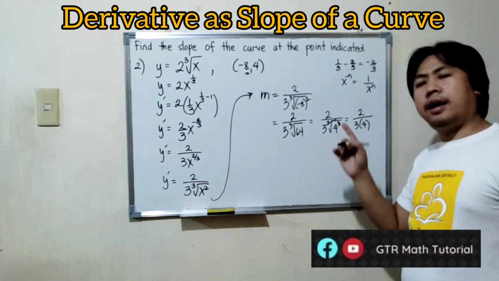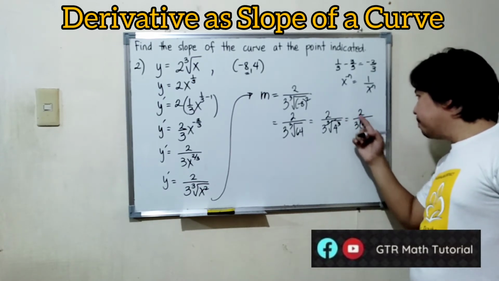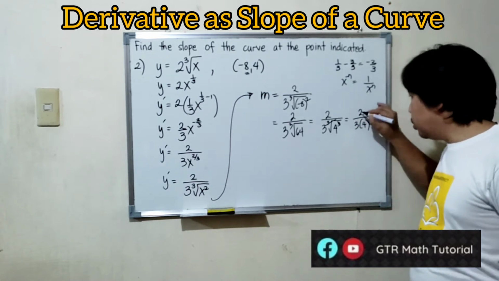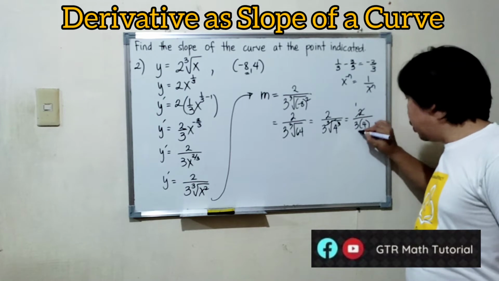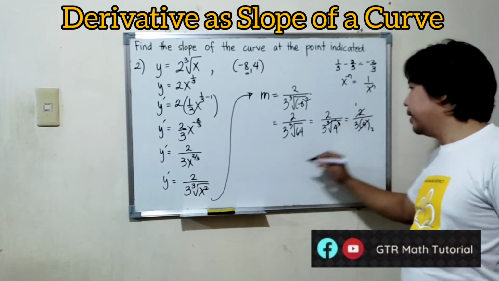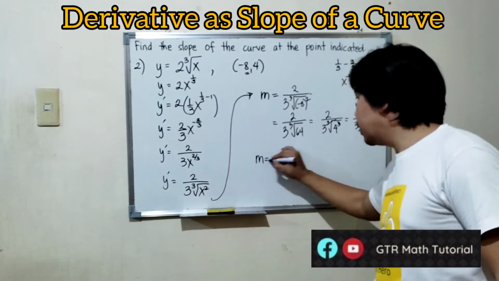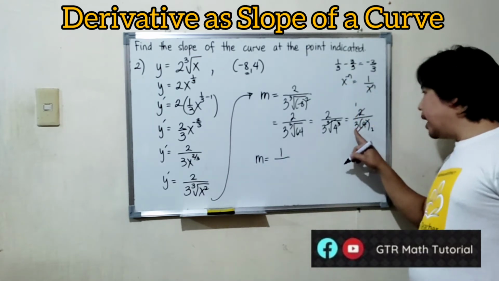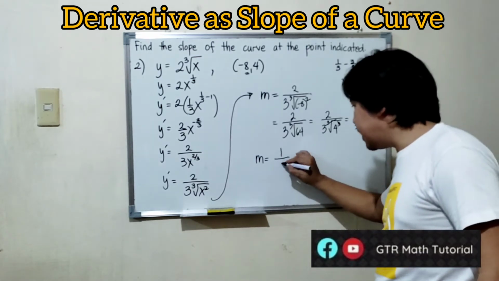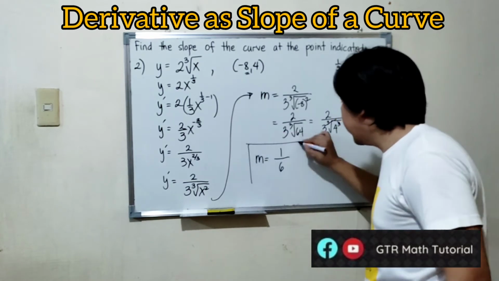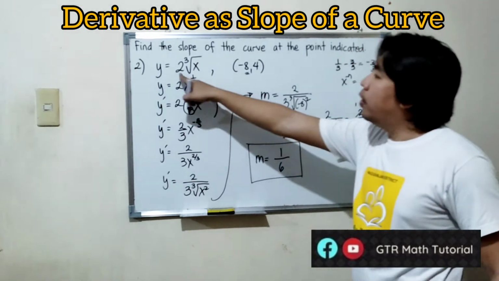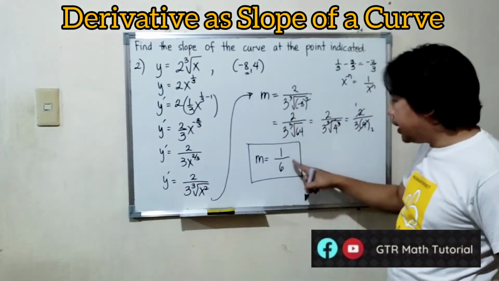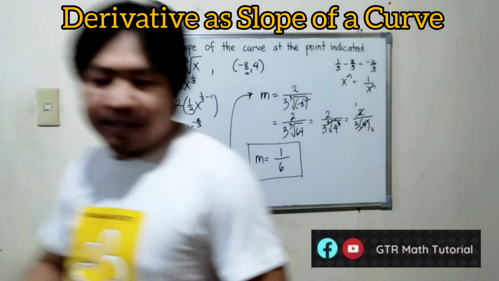Then we can simplify to lowest terms, so we divide 2 and 4 by 2. 2 divided by 2 is 1, 4 divided by 2 is 2. Therefore, the slope is equal to, the numerator is 1, and the denominator is 3 times 2, which is 6. So the slope of the curve at the point negative 8, 4 is 1/6. Okay?